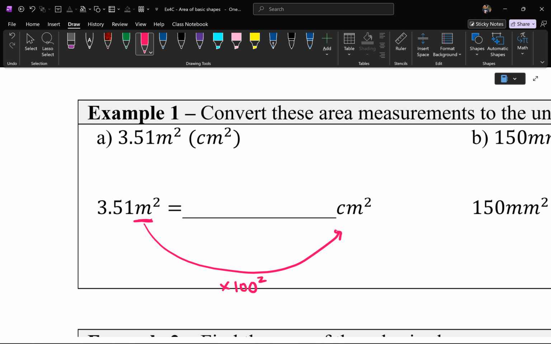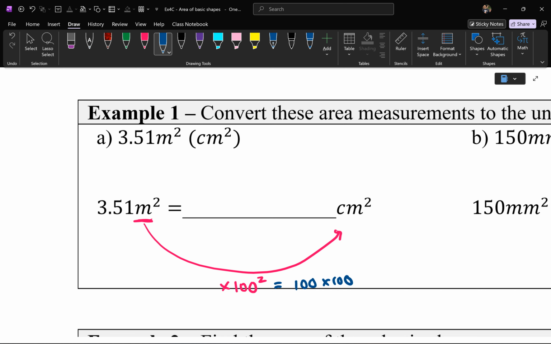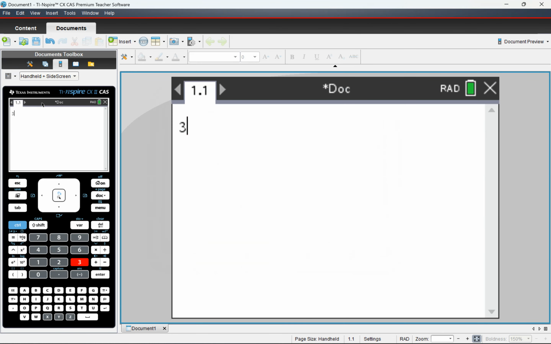Squared, because this is area units. Area units, so it's 2 dimensions. So here we go. 3.51 times 100 squared. Now 100 squared means 100 times 100. So if you times 3.51, again, you can use a calculator here. 3.51 times 100 times 100. So here we go. Let's type it on.